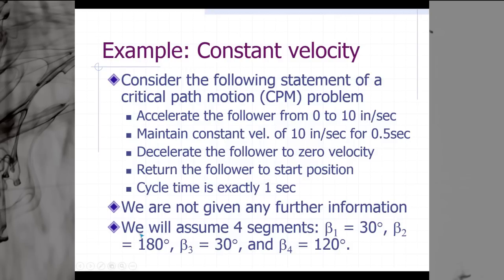return. For this particular example, we're going to assume that we have 4 segments where beta for the acceleration phase is 30 degrees. The maintained constant velocity happens in 180 degrees of CAM motion. The deceleration of the follower to 0 velocity happens again in 30 degrees, and the return happens in 120 degrees. So just as previously, our total amount of CAM rotation is 360 degrees.